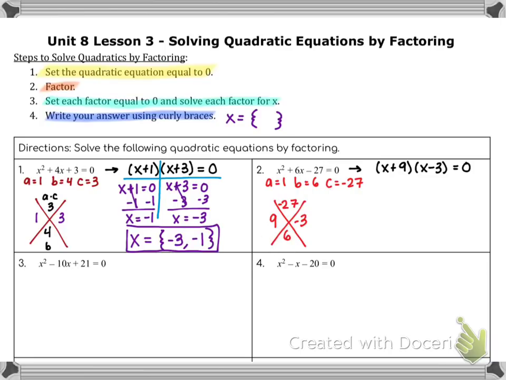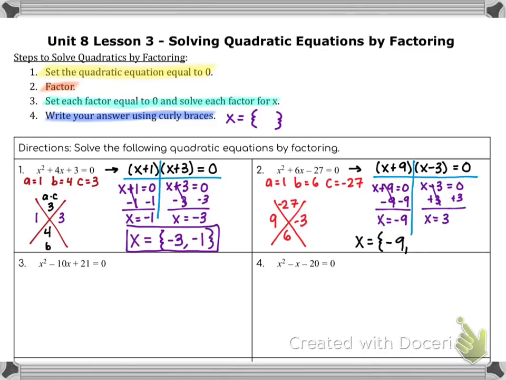We're going to set it equal to 0, and then we're going to set each side equal to 0, and then solve for x. So x equals negative 9, add 3 to both sides, x equals 3, and then write it using the curvy bracket. So I put the negative 9 first because negative 9 is smaller than 3.